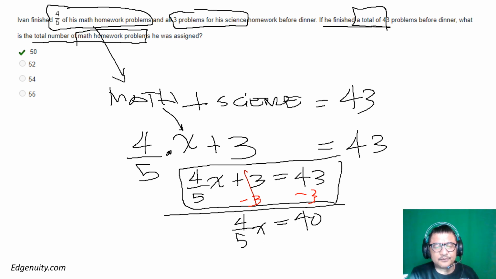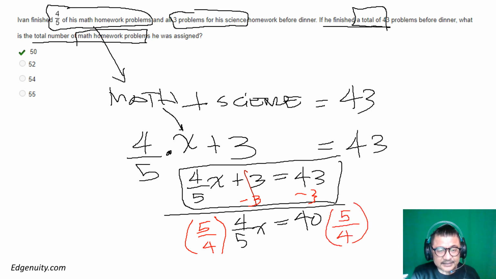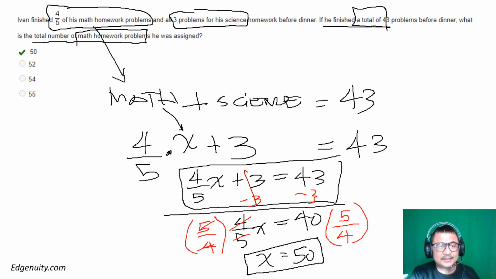How do I get rid of a fraction? Multiply by the reciprocal. Okay? 5/4. Why do I do that? What you do on the left, you do on the right. Okay, so that cancels out. X is finally alone. Okay, 40 divided by 4 is 10. 10 times 5 is 50. So there are 50 problems in math. And that is the answer.